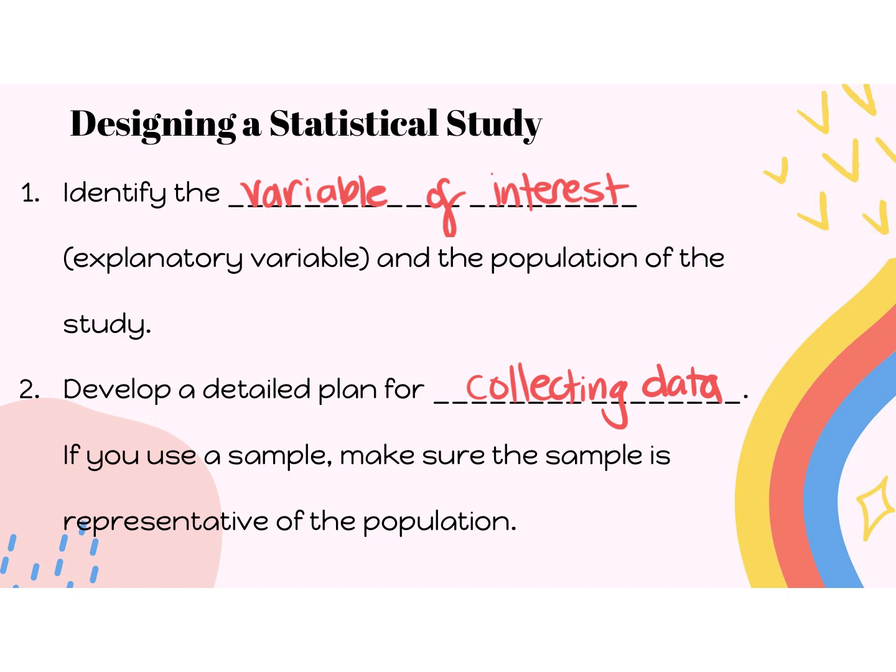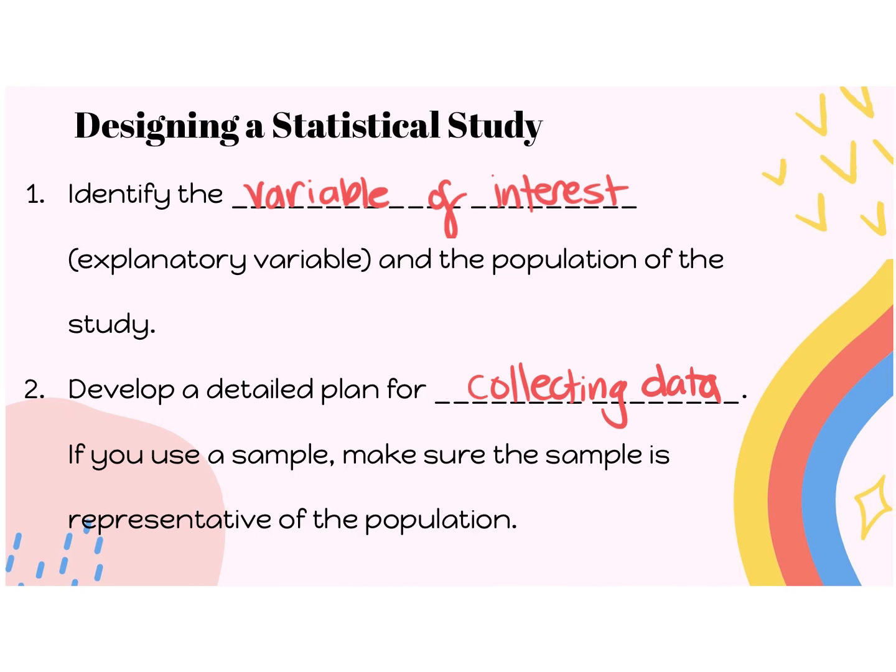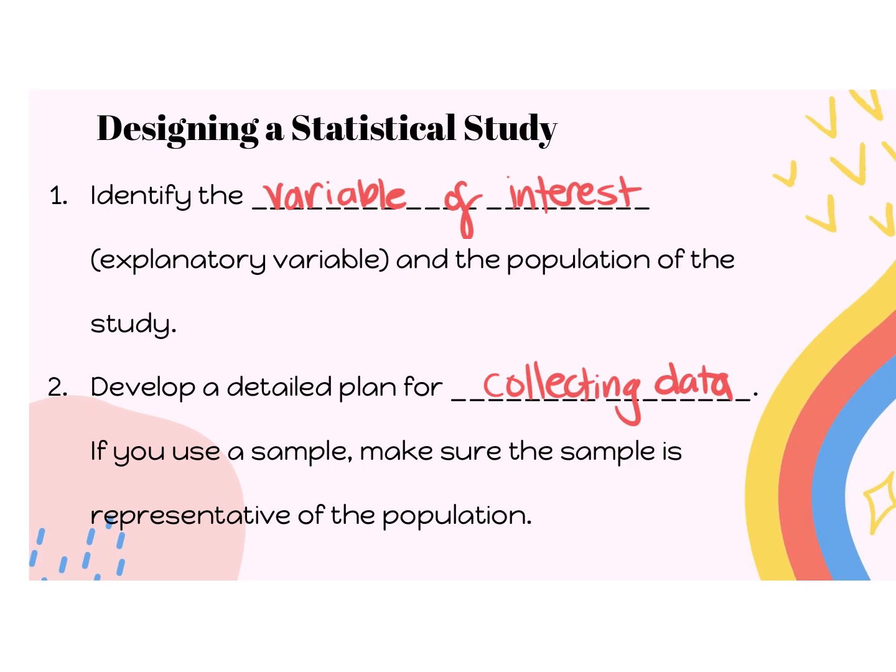The last thing that we're going to take a look at is how you design a statistical study. So there are 6 steps. Our first step is to identify the variable of interest. That's our explanatory variable and the population of the study. So if you were creating an experiment, like the one about the diabetic people, you would say that your variable of interest is that cinnamon extract, and your population is people with diabetes.